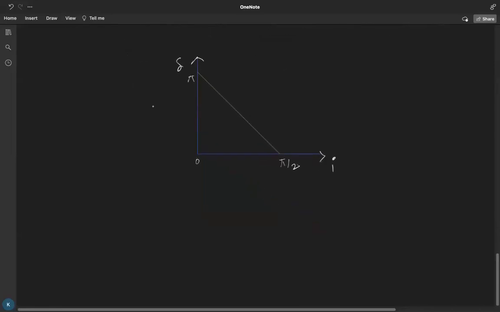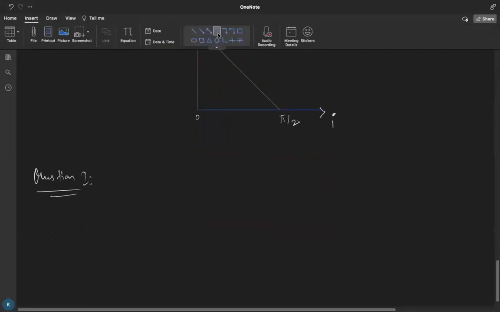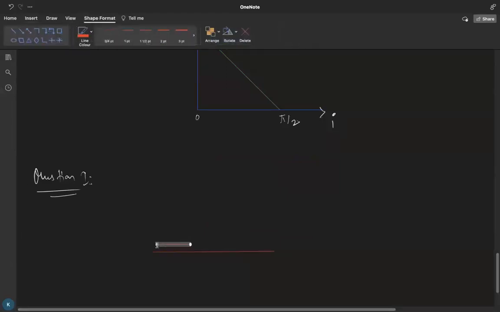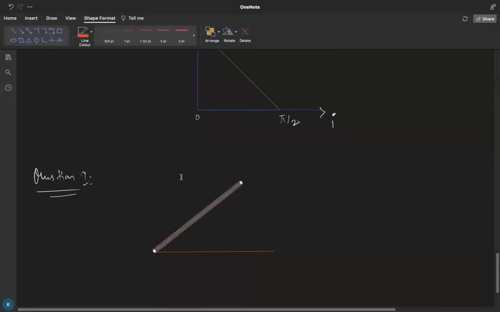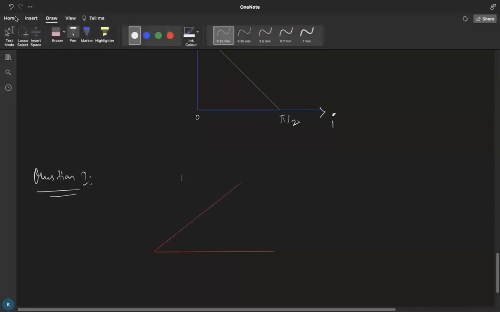Now we have some kind of questions here. So let's try to find it out. We are dealing with some problems. Let's take question number 1. Let's insert here a straight line, and take another straight line here. I hope that is fine now.